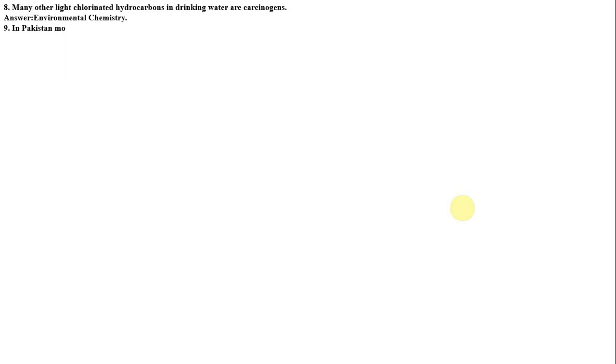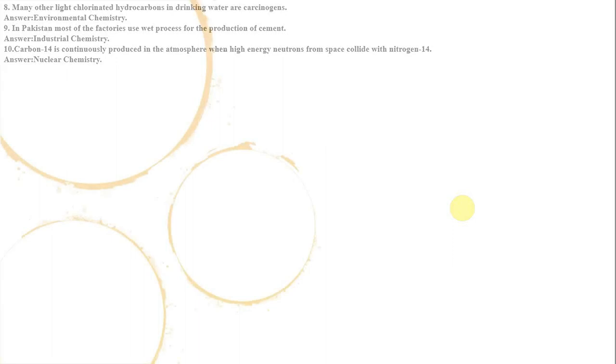9: In Pakistan, most of the factories use the wet process for the production of cement. Here industries are discussed, so this is industrial chemistry. 10: Carbon-14 is continuously produced in the atmosphere when high energy neutrons from space collide with nitrogen-14. Here atoms are discussed, so this is nuclear chemistry. Now that's all about chapter number 1 review exercise.